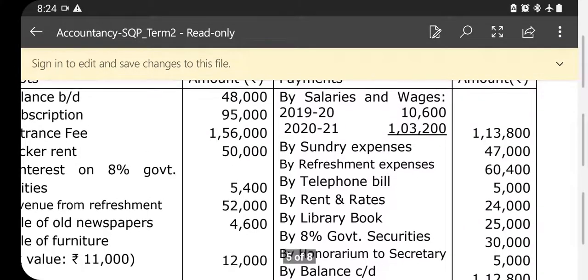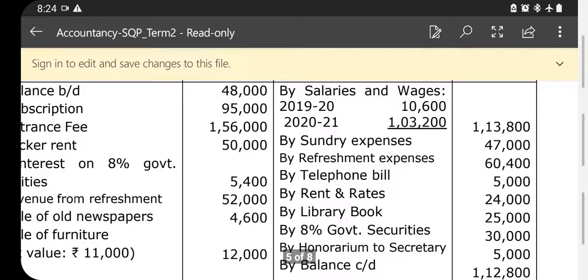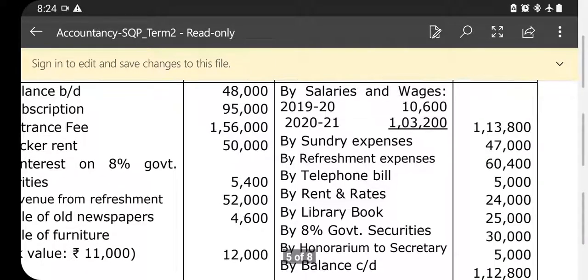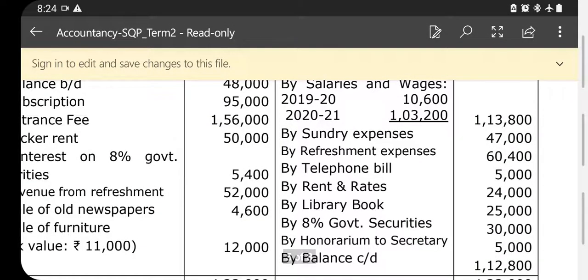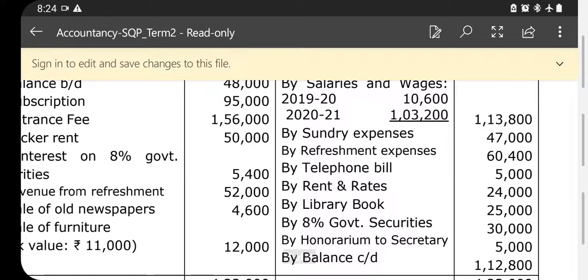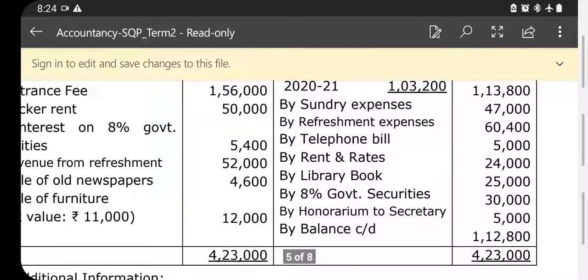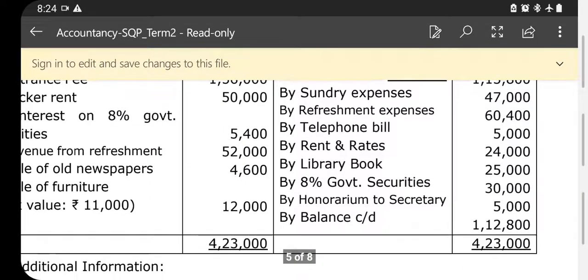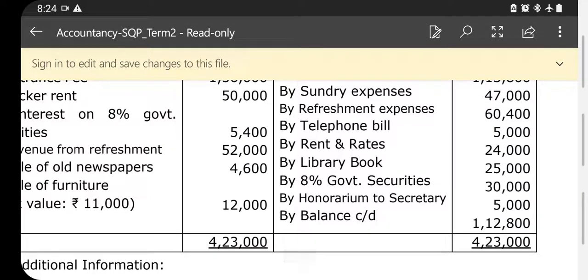By salaries and wages: 2019-20, 10,600; 2020-21, 1,03,200; outer column 1 lakh. Total salaries and wages total 1,13,800. By sundry expenses 47,000. By refreshment expenses 60,400. By telephone bill 5,000. By rent and rates 24,000.